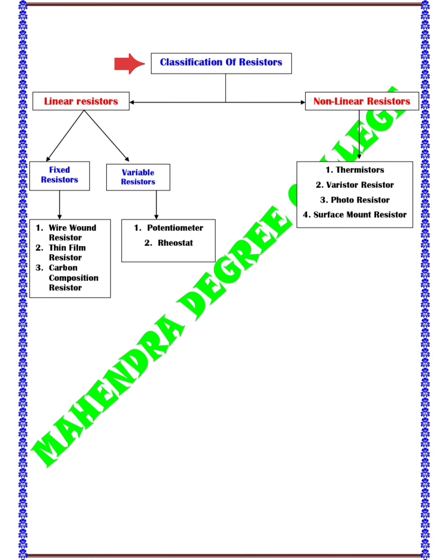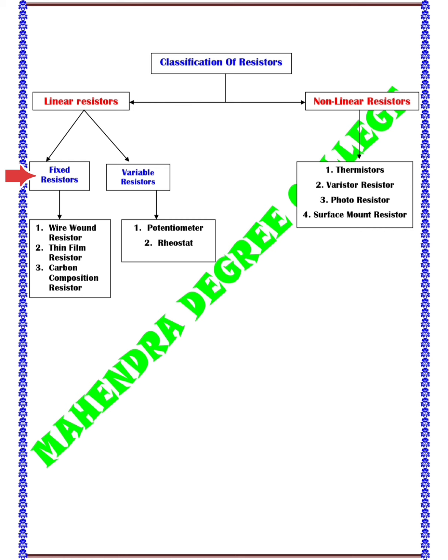Let us see the classification of resistors. Resistors can be broadly classified into 2 types. First one linear resistors, and second one non-linear resistors. Linear resistors are divided into 2 types. First one fixed resistors, second one variable resistors. Fixed resistors have a constant resistance value, while variable resistors allow for adjustment of the resistance.